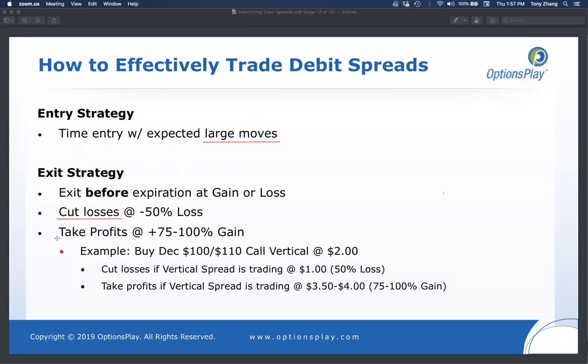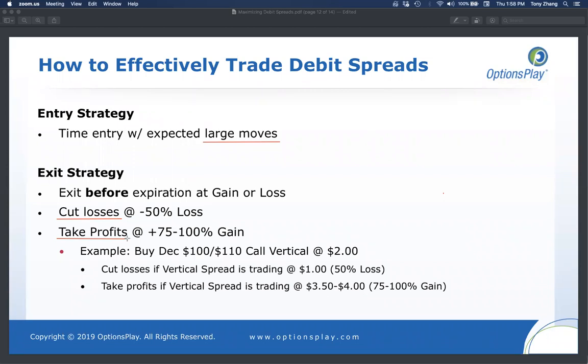One of the reasons that I additionally like trading debit spreads is because the rules for managing them are really simple. There are other trades you can make, like credit spreads or iron condors, that get really, really complex as to when you have to adjust them, how to determine when it's time to take profit, when it's time to cut losses.